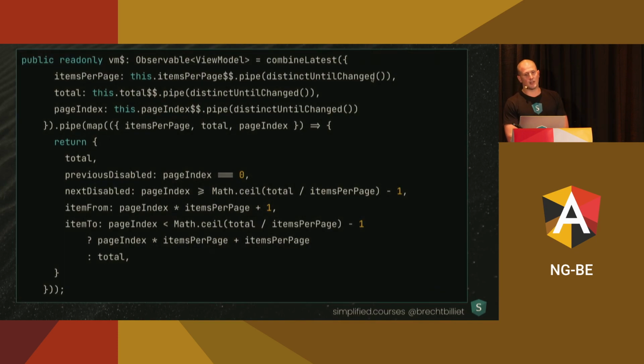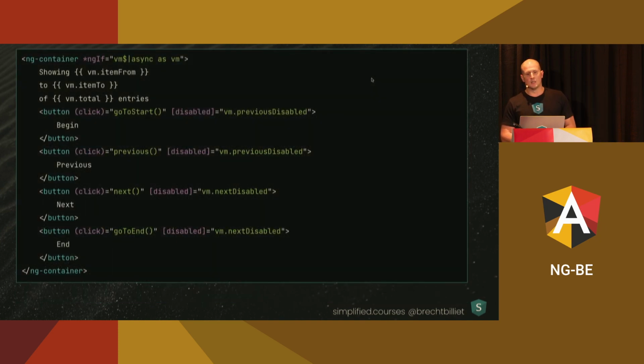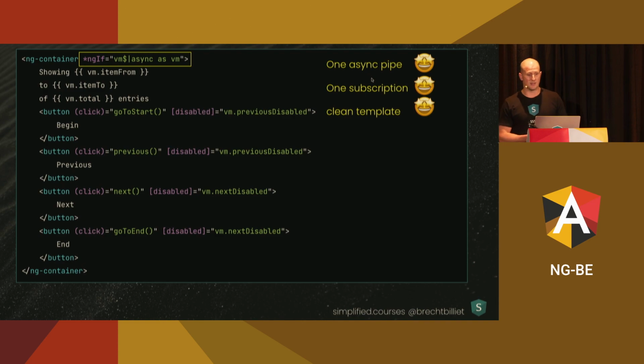Calculating this ViewModel can be done by using the combineLatest operator in combination with distinctUntilChanged. The combineLatest operator needs source observables that always have an initial value, but we're using behavior subjects, so that's fine. And the distinctUntilChanged will optimize it for performance so that the observable only emits when one of the source observables actually has a new value. If you look at our template now, we can see that we have cleaned it up quite nicely. There's only 1 async pipe, only 1 subscription, and we have a clean template.